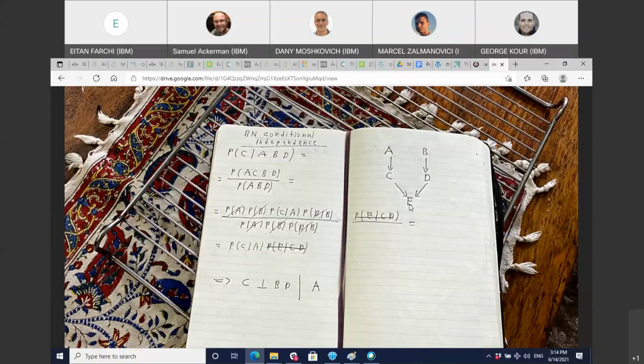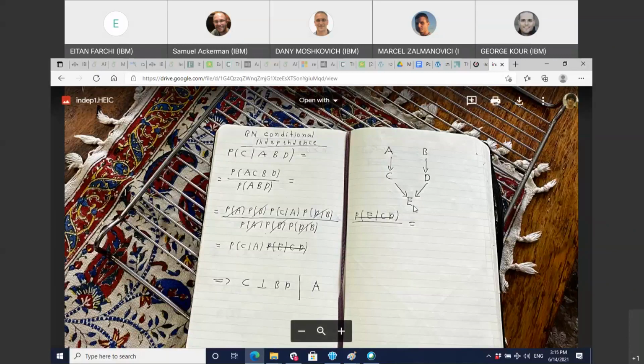Exactly. So you're right, there are four rows. For instance, for C getting the value of 1 and D getting the value of 1, E will get some probability for E getting the value of 1, and so on. So I have 4 rows. Now, you're right, George, exactly. And now we're getting to Sam's comment.